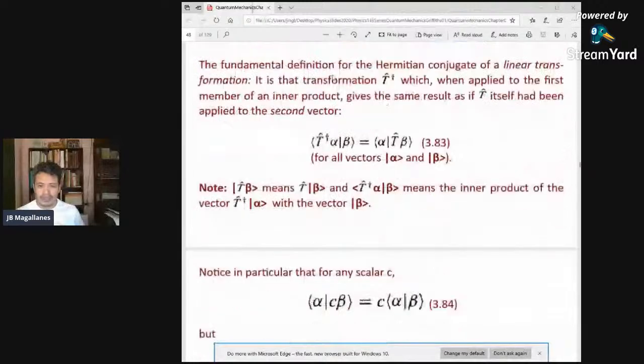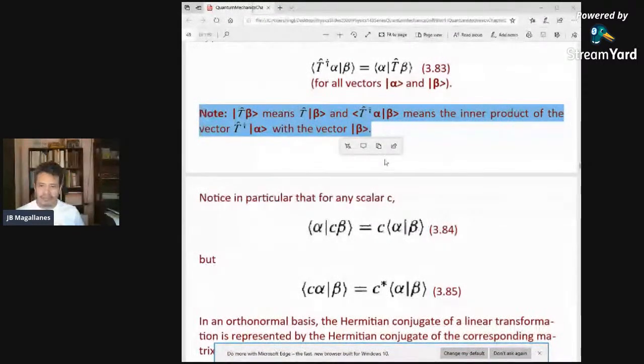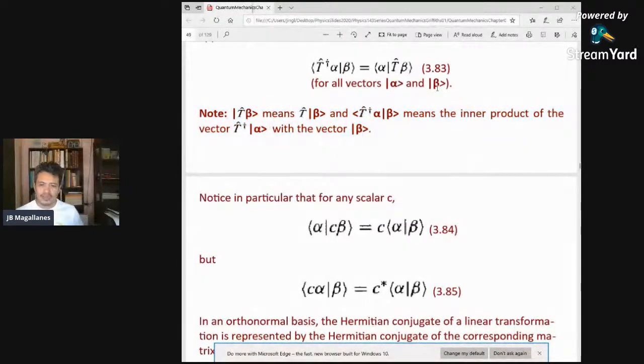The adjoint means this. We have learned that in the previous lecture. By the way, note that these are the meaning of the notations here. Transformation of beta means also the same as this one. I mean, the vector transformation beta is equal to transformation of the vector beta. And of course, this one means the inner product of the Hermitianly transformed alpha with the vector beta. So that's just what it means.